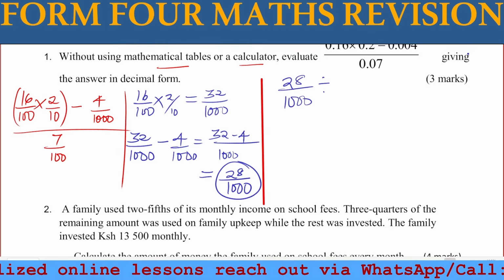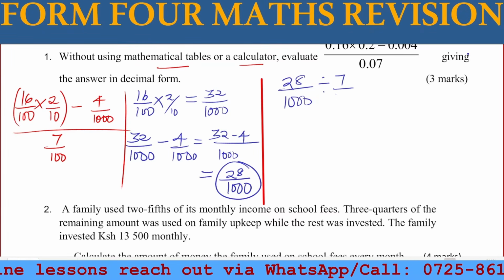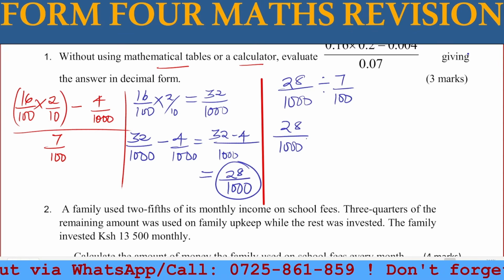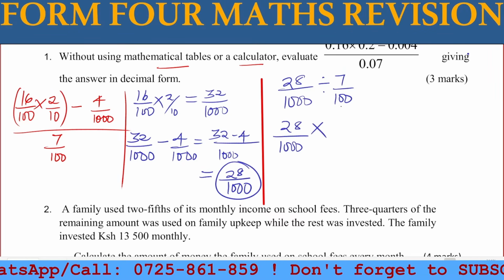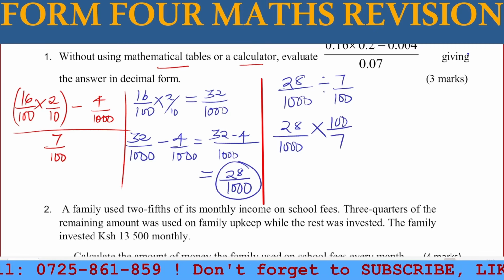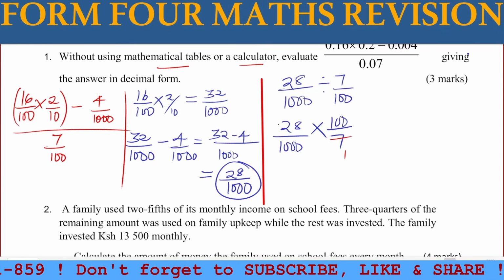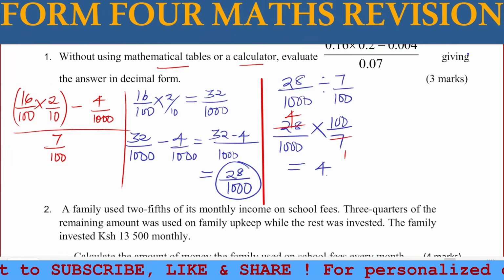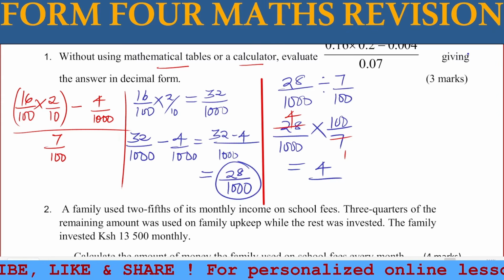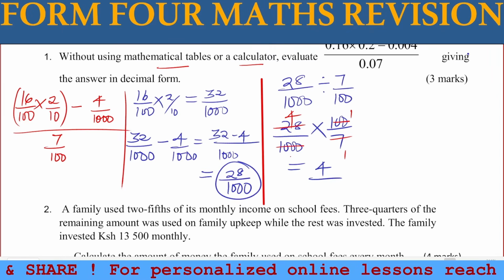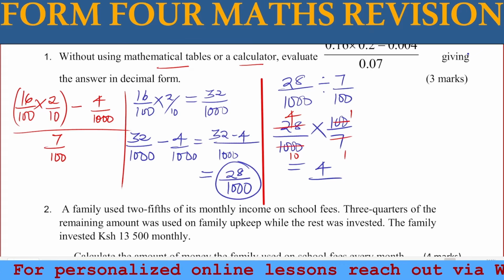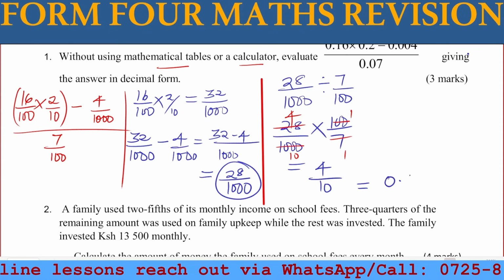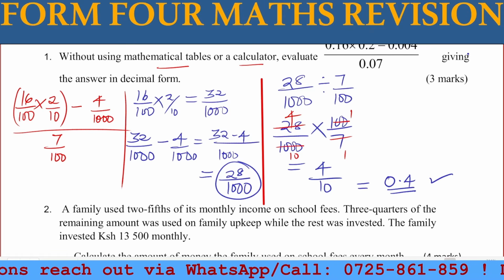Now we take the numerator, which is 28 divided by 1000. We divide by the denominator, which is 7 divided by 100. This will give 28 divided by 1000 multiplied by the reciprocal of 7 over 100, which will be 100 divided by 7. And divide out 7 by 7, we have 1, 28 by 7, we have 4. So this will give 4 divided by, 100 by 1000, we have 10. So we remain with 4 divided by 10. 4 divided by 10 written in decimal form will give 0.4. And that is the solution.